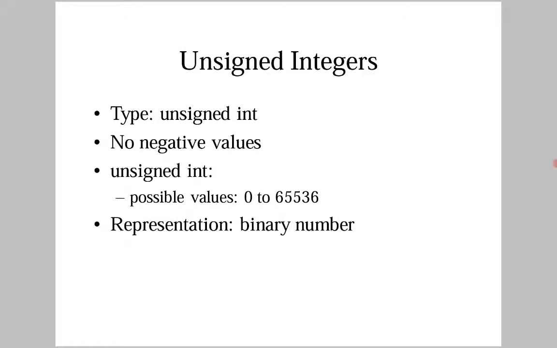Again, integer types are of two kinds: signed int and unsigned int. Unsigned means positive numbers only. So the type is unsigned int, with no negative values. Unsigned int possible values are 0 to 65535.